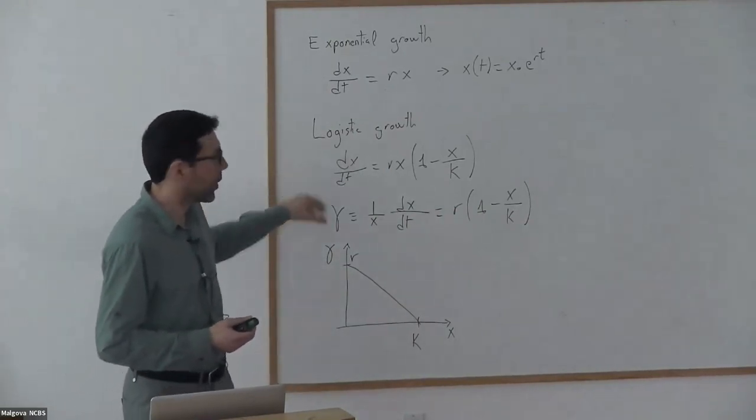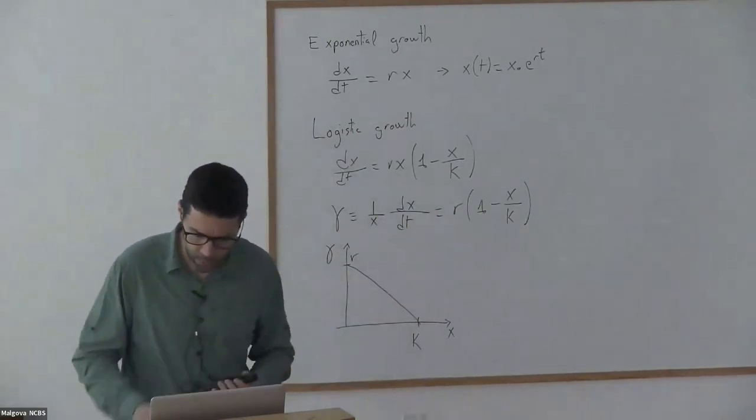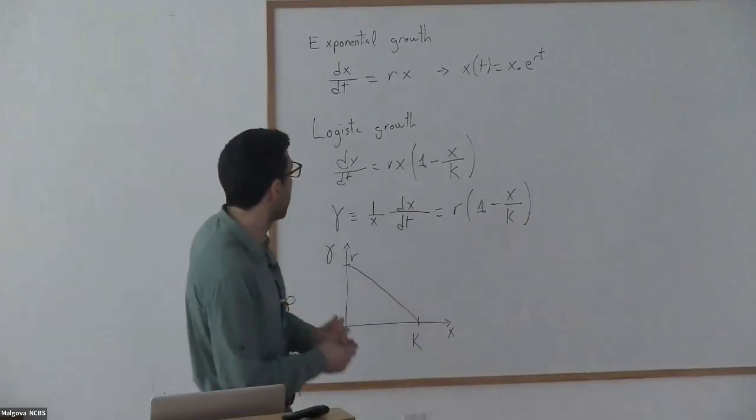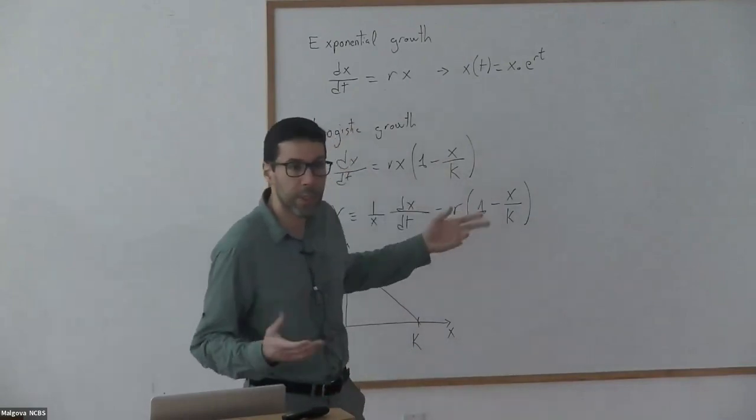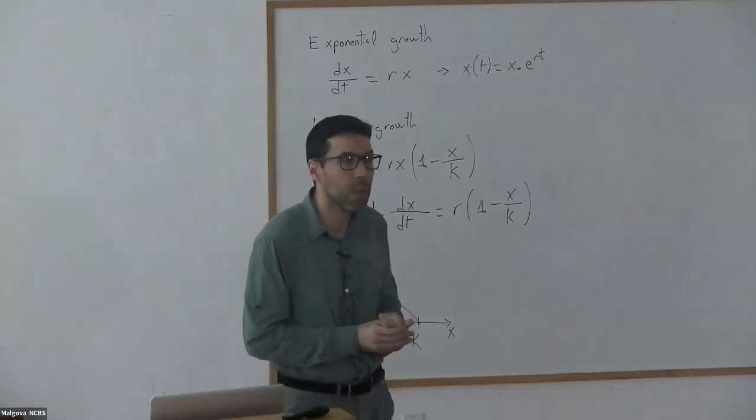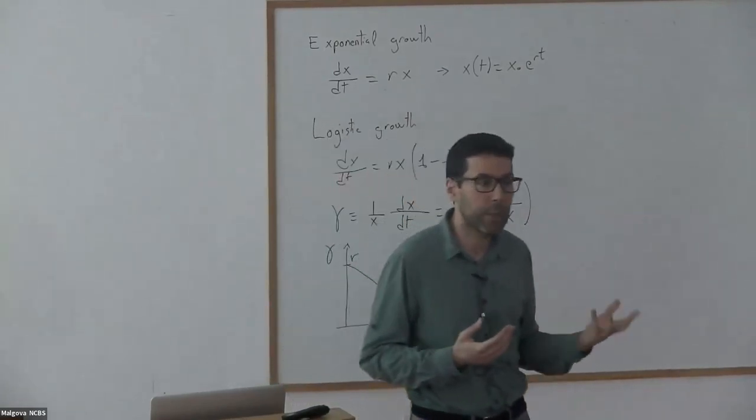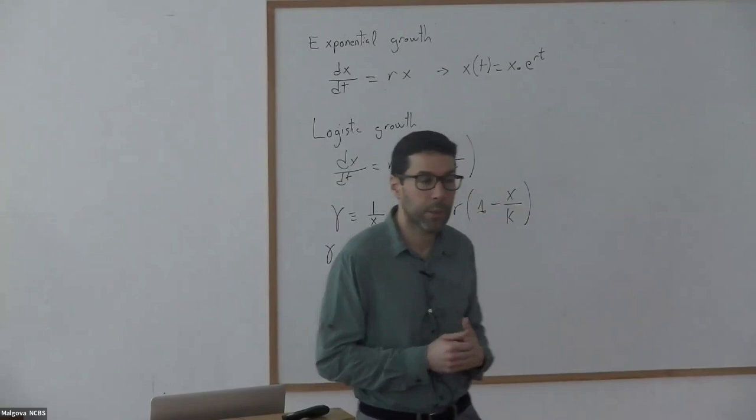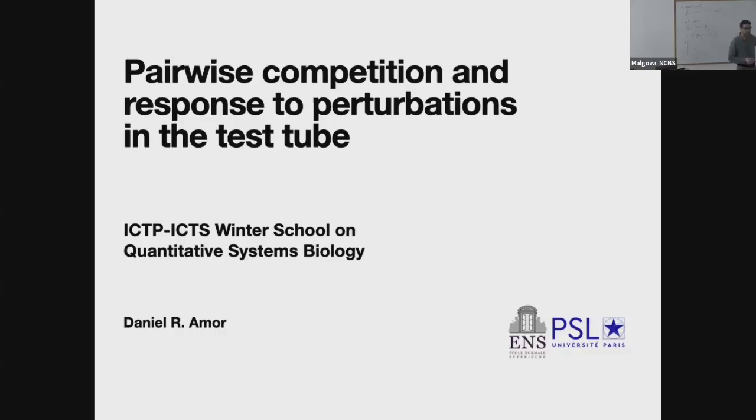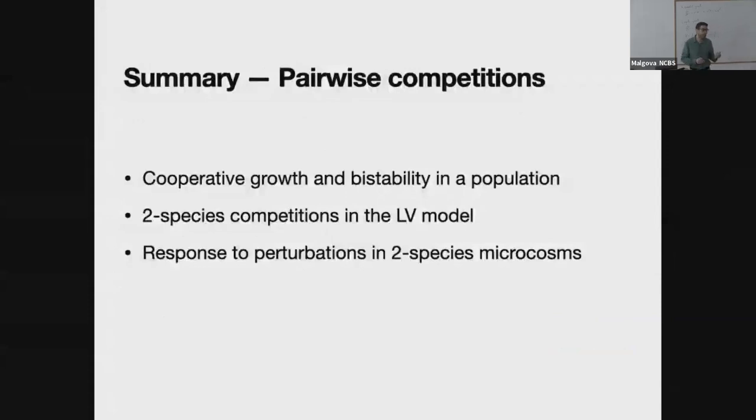All of this was thinking about the saturation of the growth rate, but actually this saturation comes from competition with the peers, with the individuals from the same species. But this is not always the only way in which individuals from a population can interact. For example, in different situations, they can cooperate. And this is the first thing that we will see today in class.